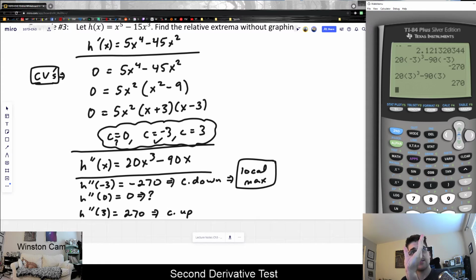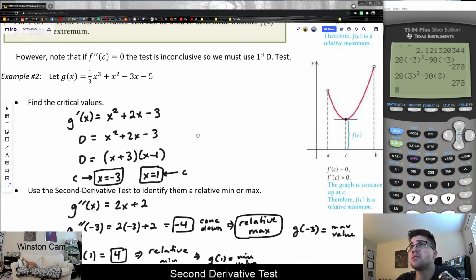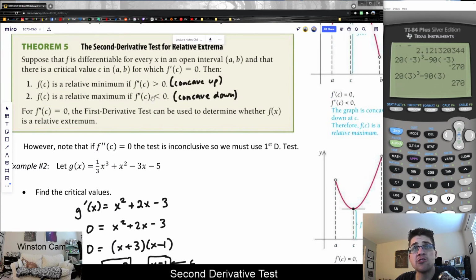Concave up looks like this, which means that there's a minimum at that point, a local min. And again, this is all just the second derivative test. What I recommend while you're practicing using it is to use the textbook's strategy to help you get started.